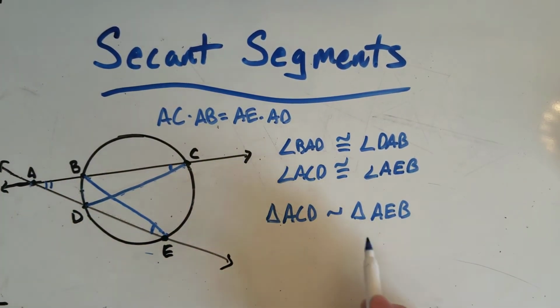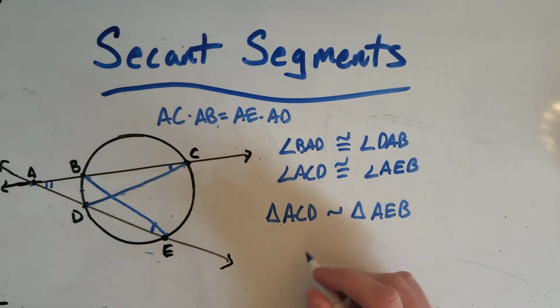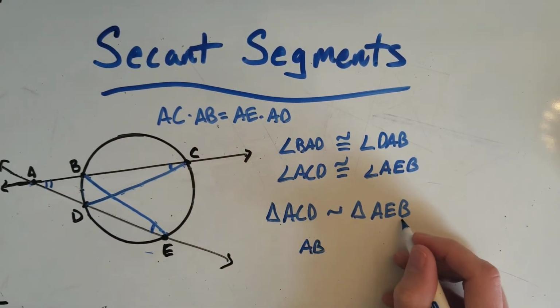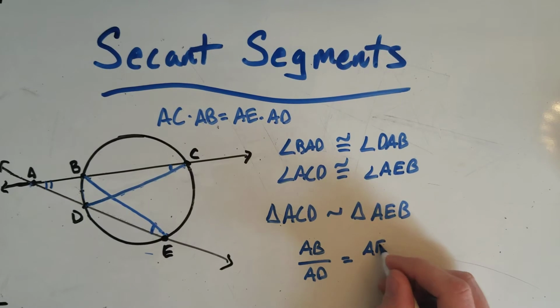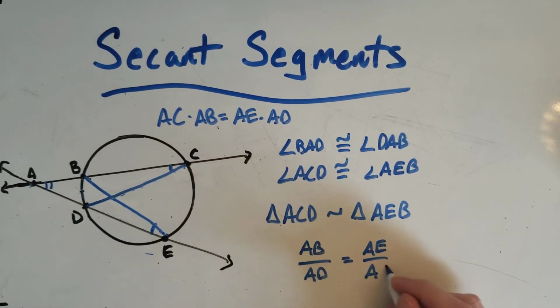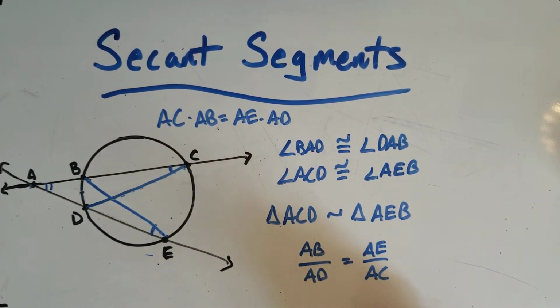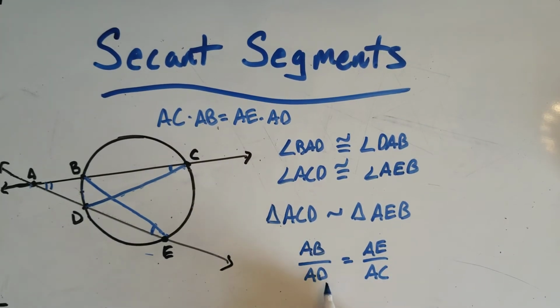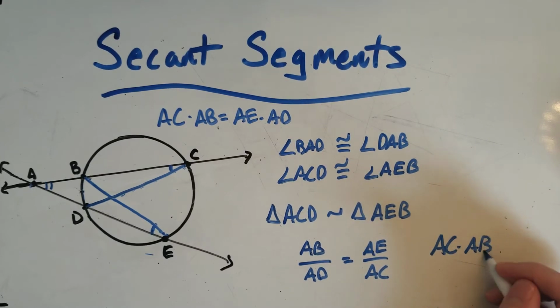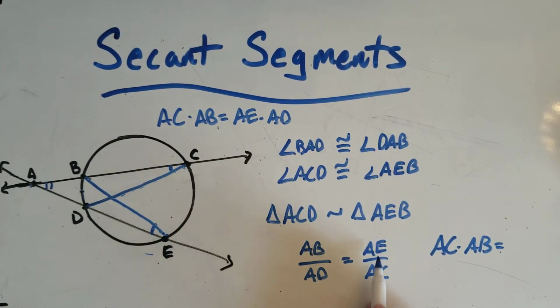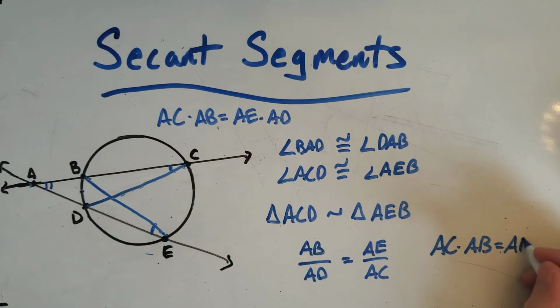Since we have similar triangles, we can use the similarity statement to make some nice relationships here. I'm going to write it as AB over AD. That ratio should be equal to AE over AC. That's the ratio that exists here. And then by simplifying the cross products, AB times AC, which I'm going to write as AC times AB, is equal to AE multiplied by AD.